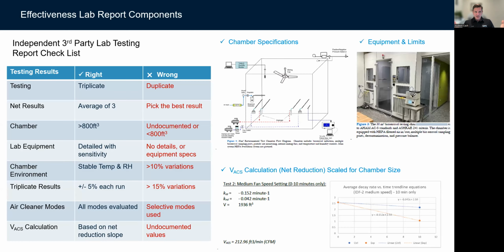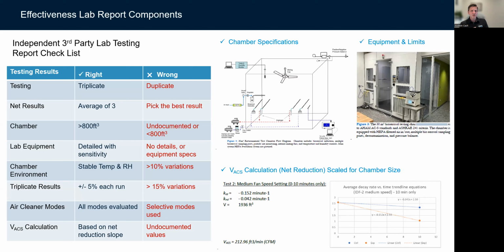So just from an education perspective, on the right-hand side are pictures from some lab reports from some different manufacturers to give you some details. On the left-hand side is kind of your rules of thumb. Number one, you've got to make sure it's a triplicate test. The average of 3 results is used, not just the best result. The chamber's got to be large and it's got to be documented. You want to understand the lab equipment being used has the sensitivity required to measure the removal values to the degree that you need. So, if it's plus or minus 1% and you're making a claim at 0.5%, clearly the equipment doesn't support that claim.